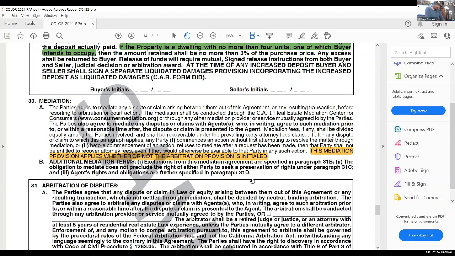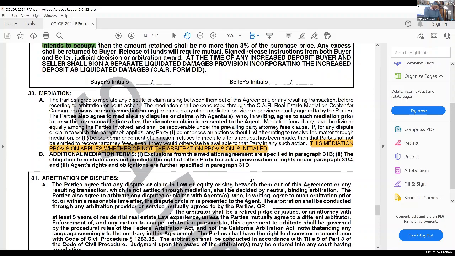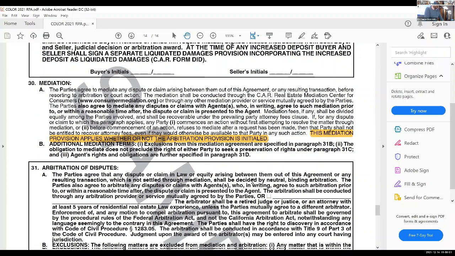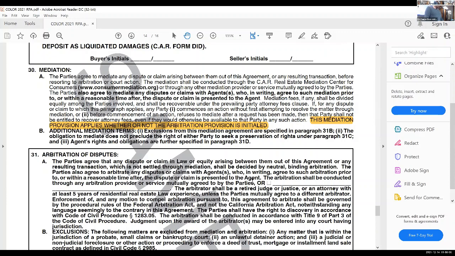All right. Mediation arbitration. Whether or not you decide to go through arbitration is irrelevant. The mediation process should be followed. Now, what happens if they don't follow mediation and the guy's like pissed off and his brother's a lawyer and they want to sue? They can't.